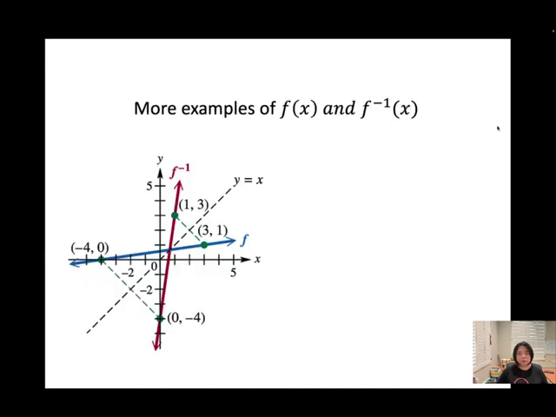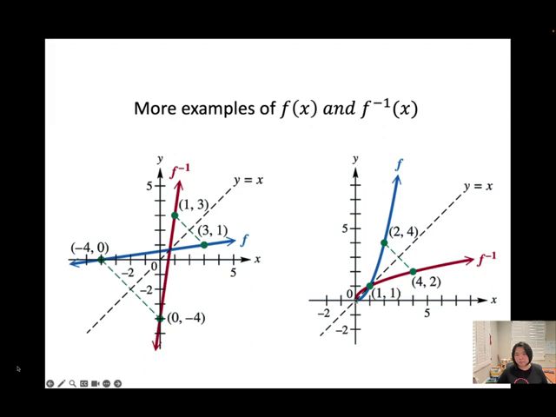Okay, more examples. This is the function f of x, and then we could draw y equals x here. The inverse function will be the reflection of f. Like this one, f is going to be going like this. It's half of a parabola, right? And then reflected by y equals x, it's going to be going that way.